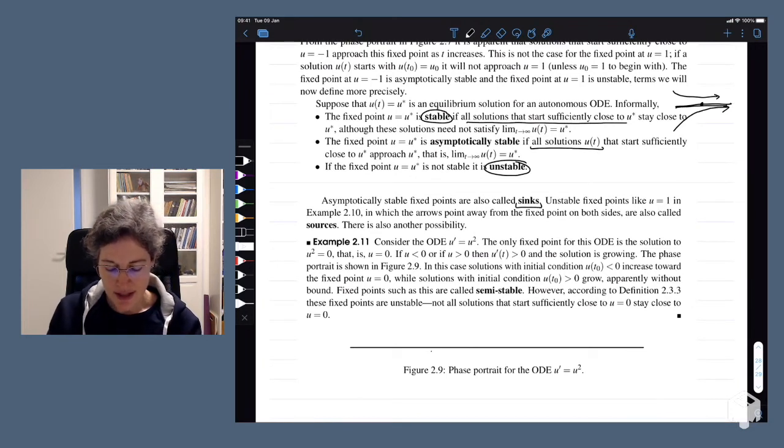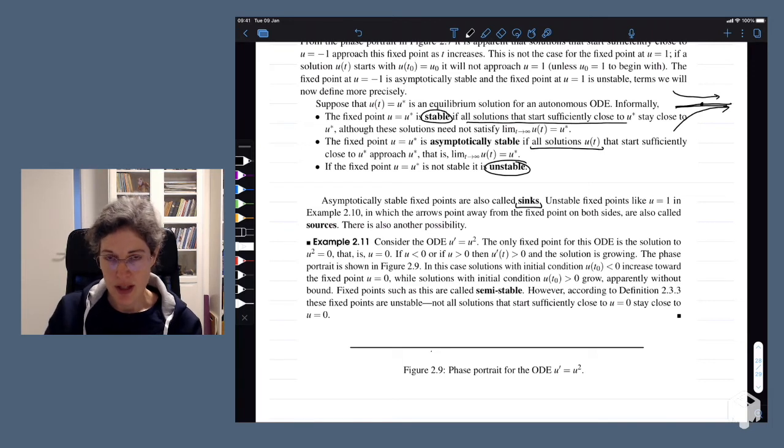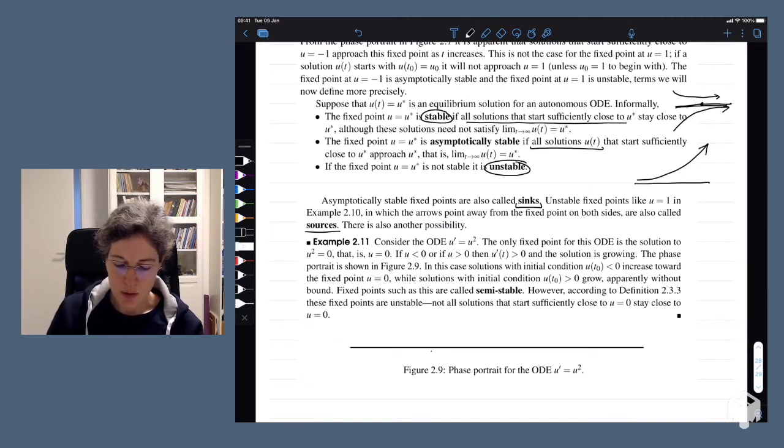Particularly in engineering, asymptotically stable fixed points are called sinks because it looks like everything is sinking into them. Everything points towards them. And asymptotically unstable fixed points are sometimes called sources because it looks like things are pointing away. So if here's a fixed point, an equilibrium solution, and you have something like this, that's an unstable solution. It looks like it's leaving from the unstable solution.